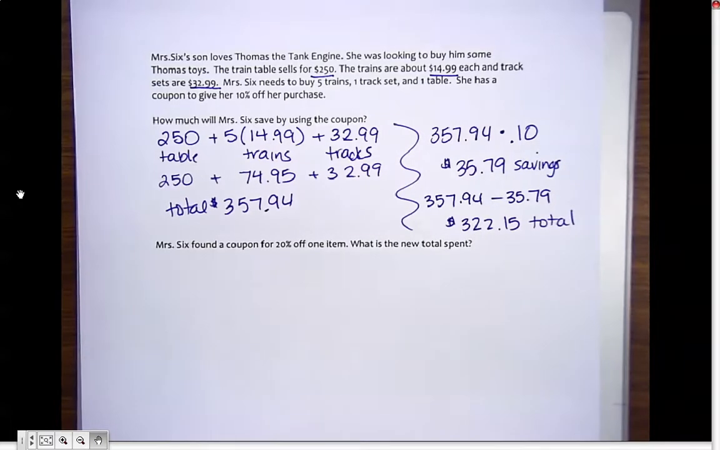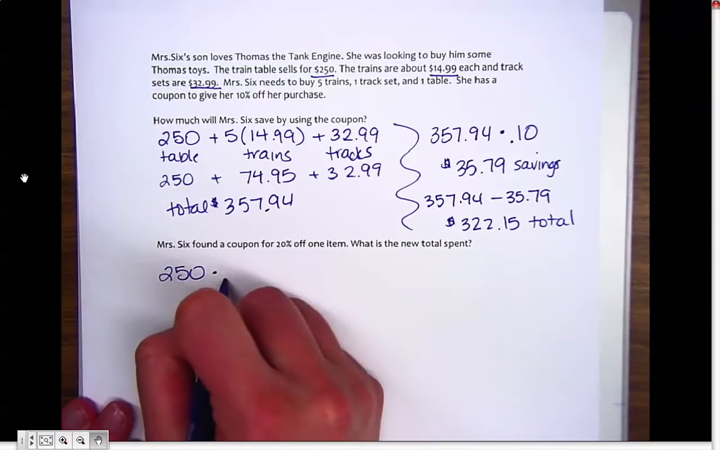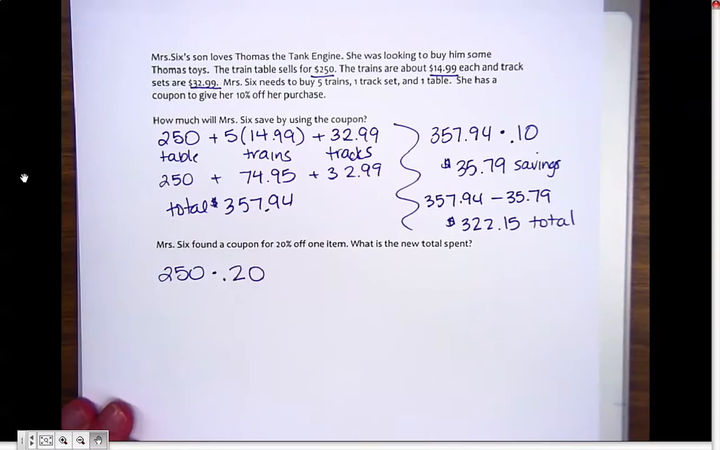But now I found a 20% off coupon. And I can get 20% off one item in addition to my 10% off coupon. So what would make the most sense? What would be the place that I would want to spend that 20% off coupon? Well, I want to use it on the table because that's the one that costs the most. So I'm going to save the most money. So the first thing I want to do is take that table cost and multiply by the 20%.